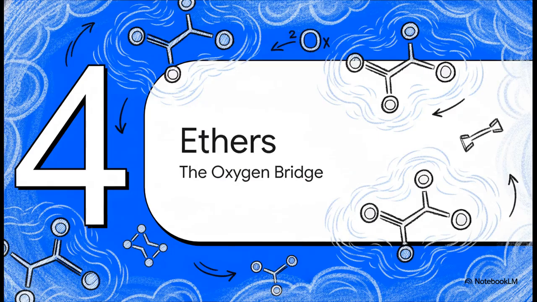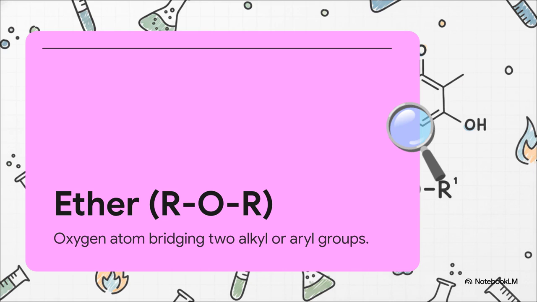Next up, Section 4. Ethers, the oxygen bridge. Okay, so if alcohols and phenols leave their OH group kind of dangling out there on the end, ethers trap that oxygen atom right in the middle. The memory trick here is to visualize an oxygen bridge between carbons. That gives us the classic ROR structure, connected to alkyl or aryl groups on both sides.